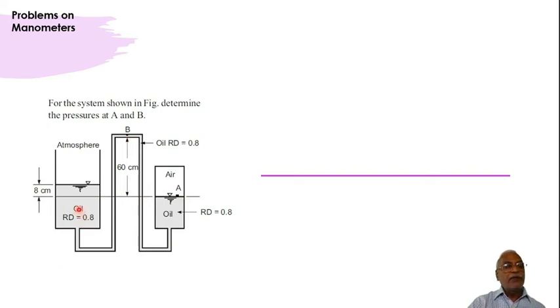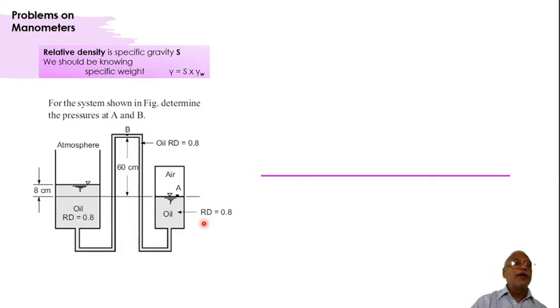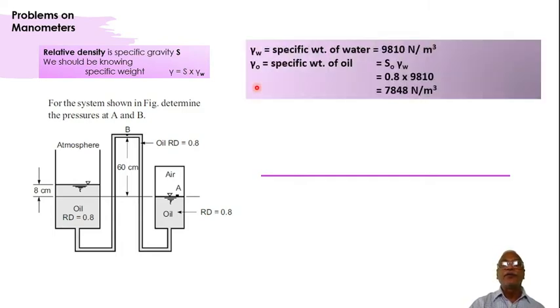Okay, now we'll be using specific weight of oil. There is no other liquid here, so we'll solve. Relative density or specific gravity S, we should be knowing that specific weight is equal to gamma is equal to S into gamma W. Gamma W, specific weight of water, is known. Specific weight of oil is calculated. S naught into gamma W, 7848 Newton per meter cube.